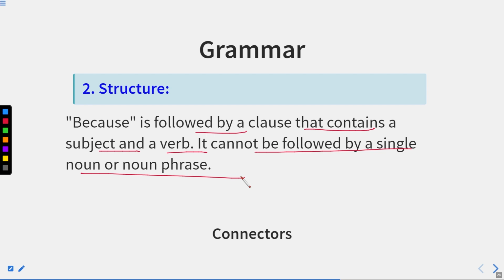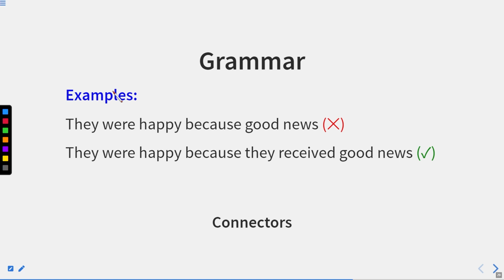That will be incorrect. So, you should keep in mind that after because, we should have the entire sentence structure, that is subject and verb. We cannot have only a noun. For example, they were happy because good news. Now, this sentence will be incorrect because good news is just a noun. But if I say they were happy because they received good news, here you can see they is the subject plus verb, and good news is the object or the noun. Now, the sentence is absolutely correct.